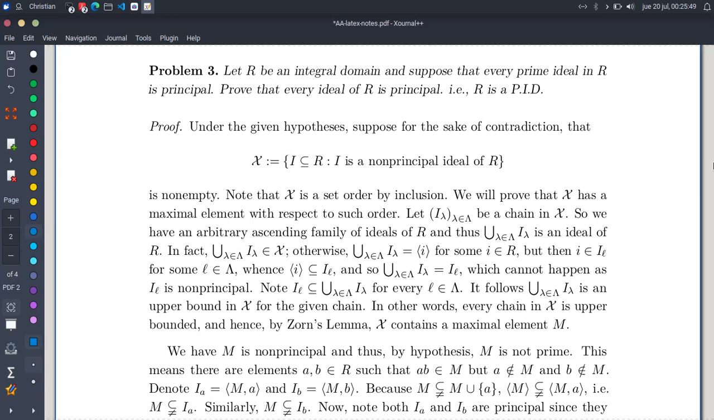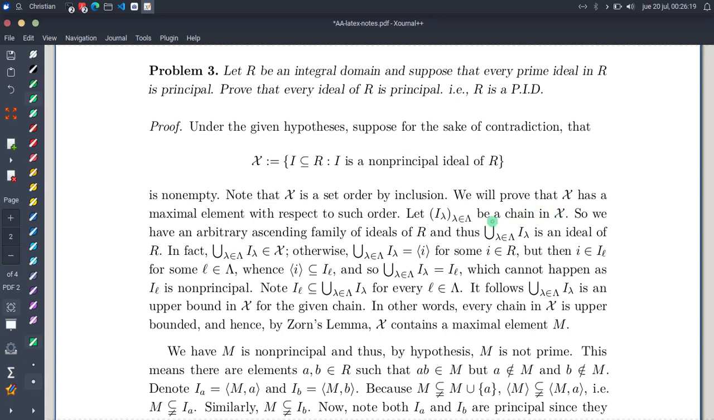Proof. Under the given hypothesis, suppose for the sake of contradiction that the set X of all the non-principal ideals of R is non-empty. Note that X is a set ordered by inclusion. What we're going to do is use Zorn's lemma to prove that X has a maximal element. Let us denote by {I_λ} an ascending family of non-principal ideals in X, that is, a chain in X.